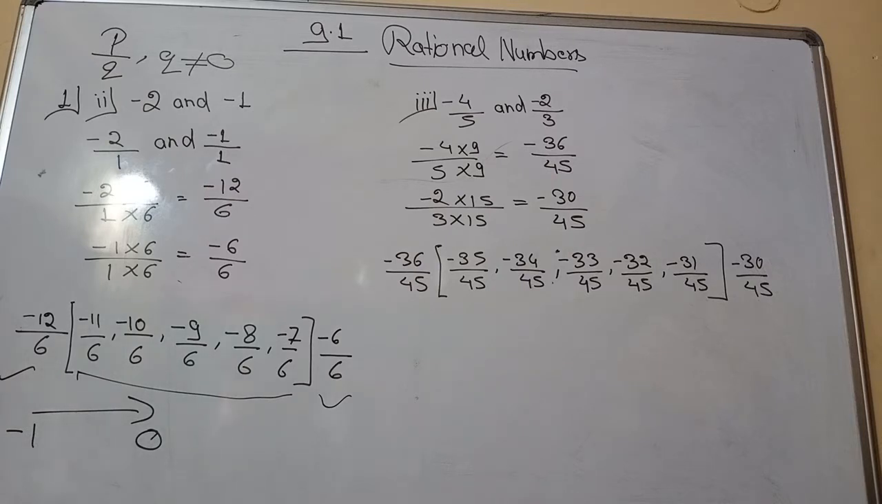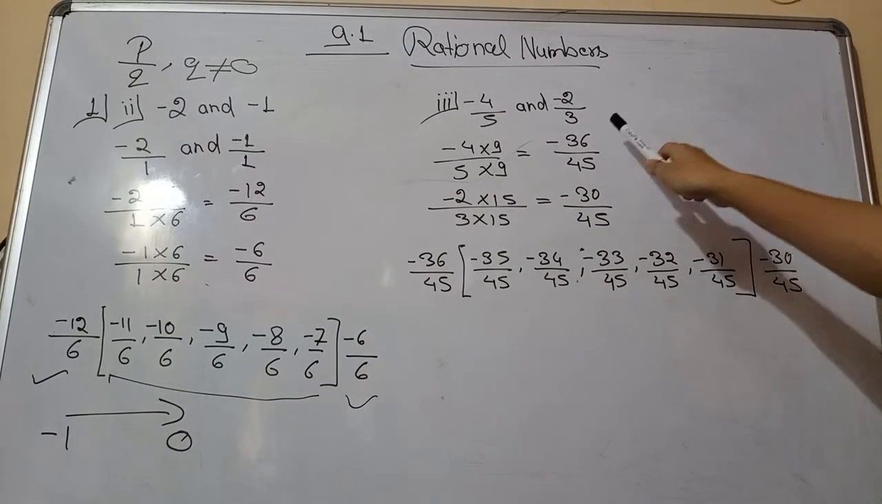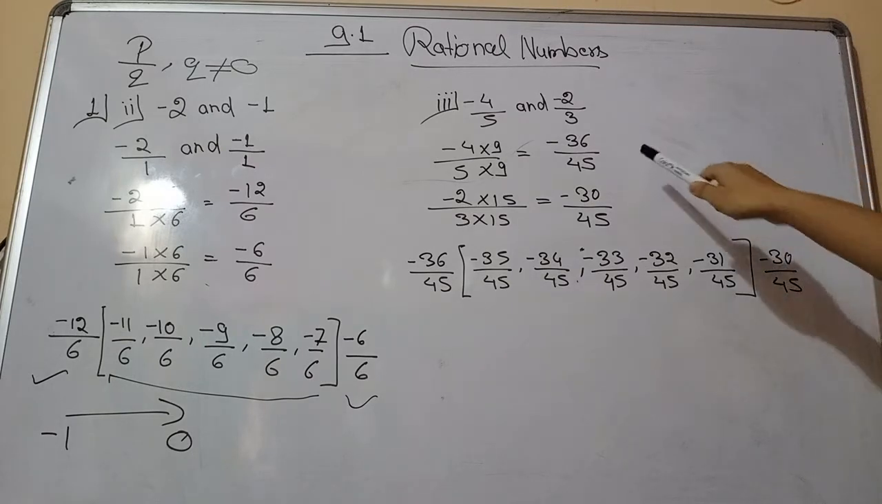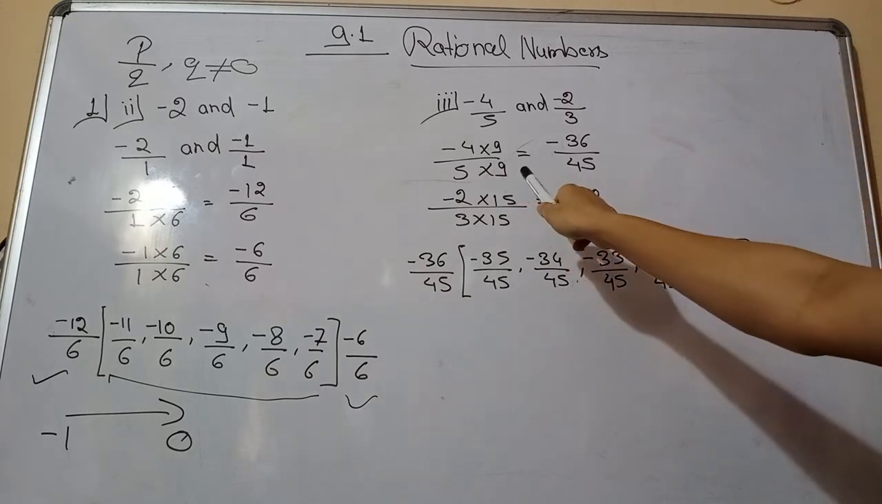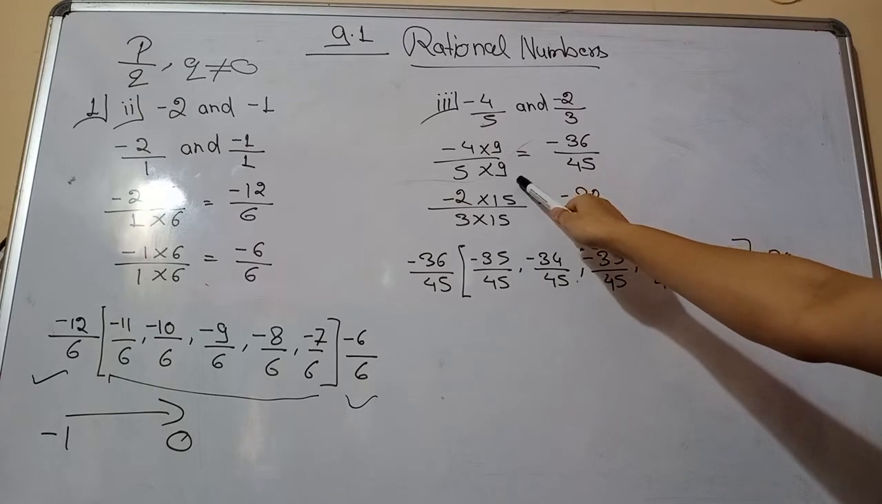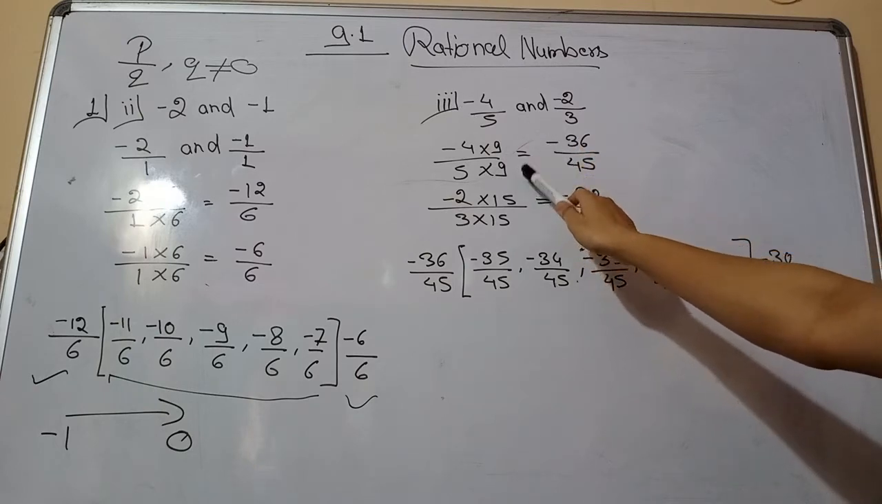Now the second type of question is where the denominator is also given. Like see this question: minus 4 by 5 and 2 by 3. Now what I have to do is multiply by such a number that both the denominators become the same. Suppose I have multiplied 9 here, and make sure that whatever number you multiply in the denominator, the same number you have to multiply in the numerator.